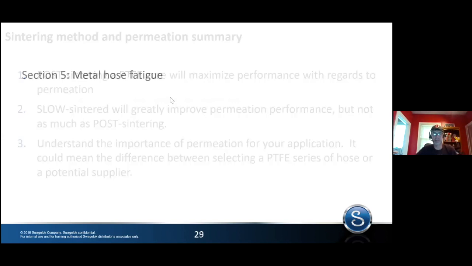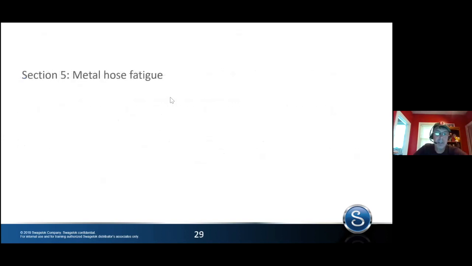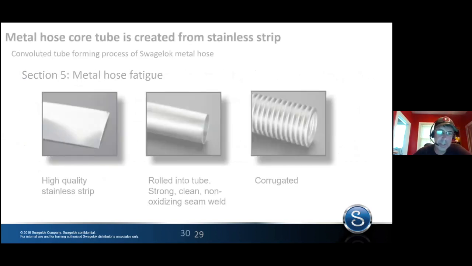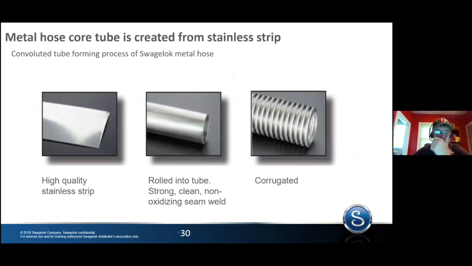All right, that brings us to our last topic, which is understanding the way metal hoses are made. And I brought this up at the beginning, but a metal hose is very similar to a paper clip. If you bend a paper clip enough, eventually it will break. Metal hoses will wear out from bending, similar to a paper clip. But depending on how it's made, they can perform very differently.